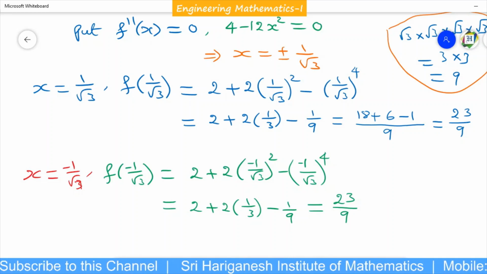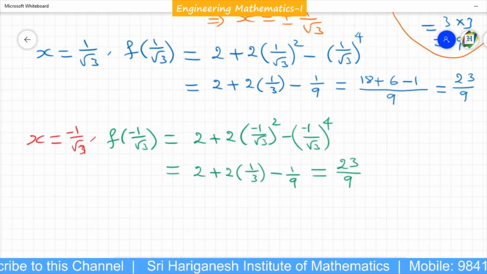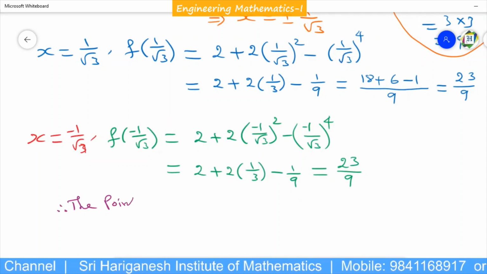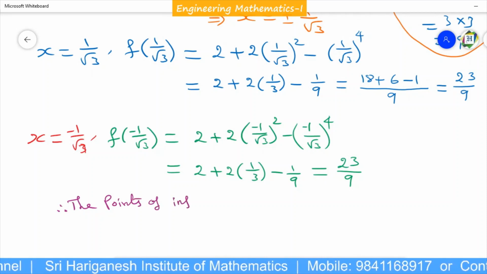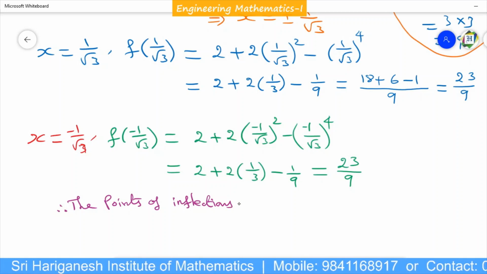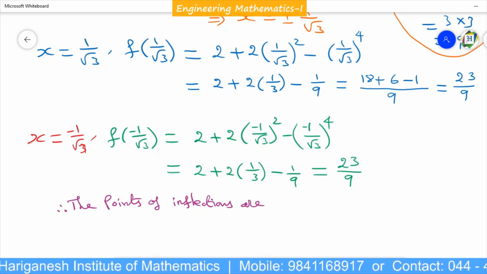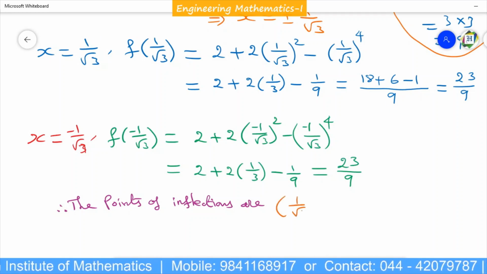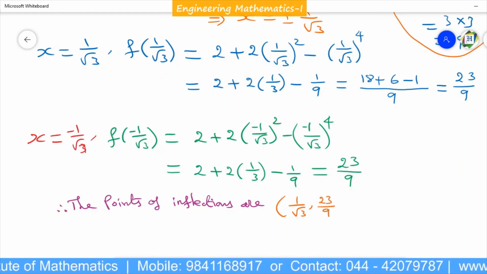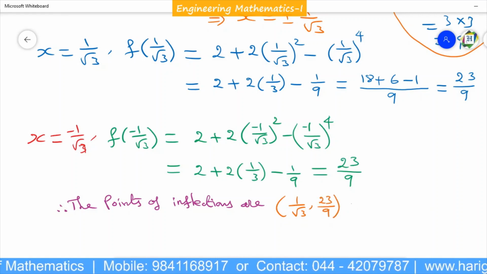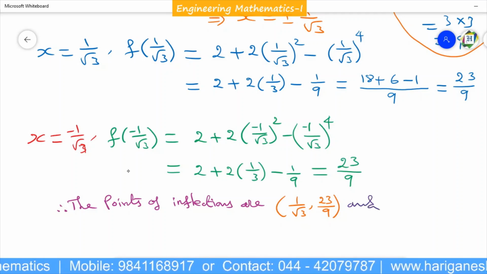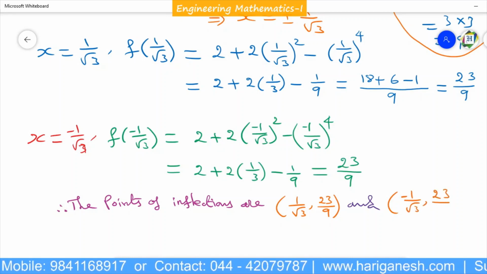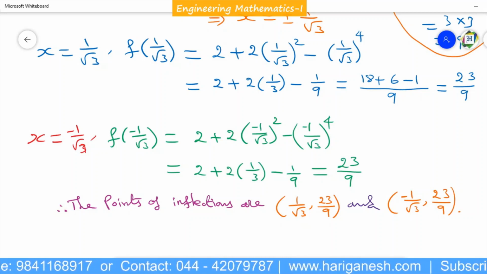So finally you can write the points of inflection. Therefore the points of inflection are: the first one 1 by root 3 comma 23 by 9, and the second one minus 1 by root 3 comma 23 by 9. So these are all the points of inflection of the given curve.